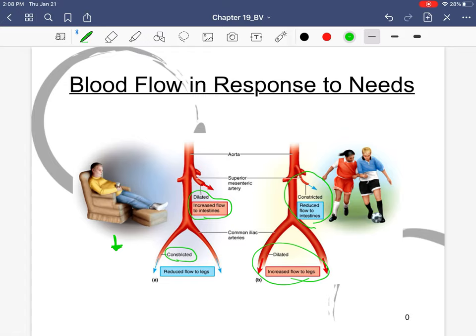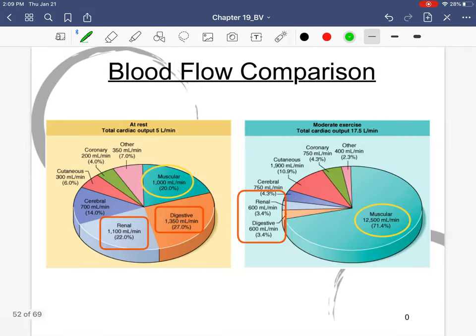Well, when I'm exercising, now I'm going to increase my blood flow to the legs by dilating those arterioles. And while I'm exercising, we just constrict some of the blood flow to the intestines and the kidneys. While there's still some blood flow going to my intestines and kidneys, it's not as much, because during that time, I need more blood flow to my legs. So be able to know these two examples. I think they're a very simple example of how our blood distribution will change.